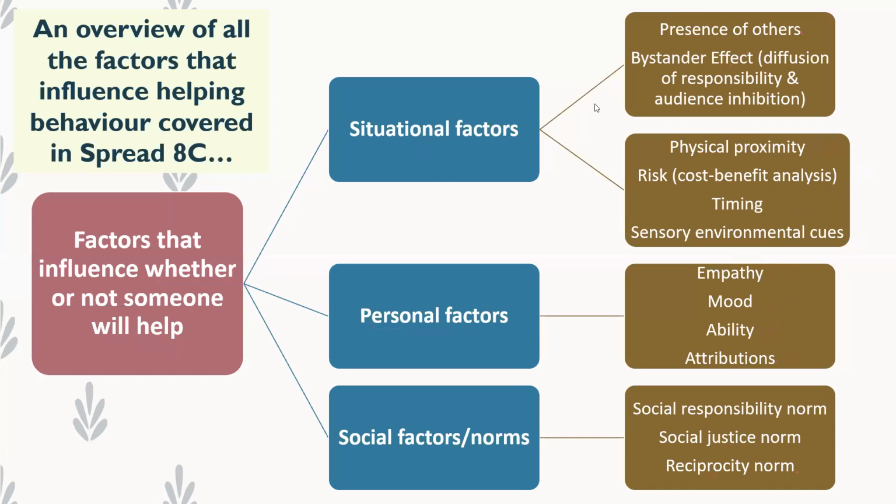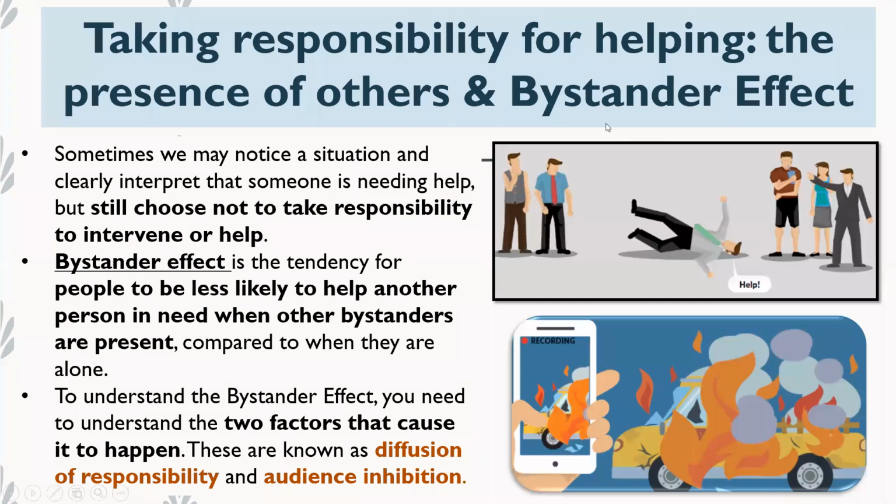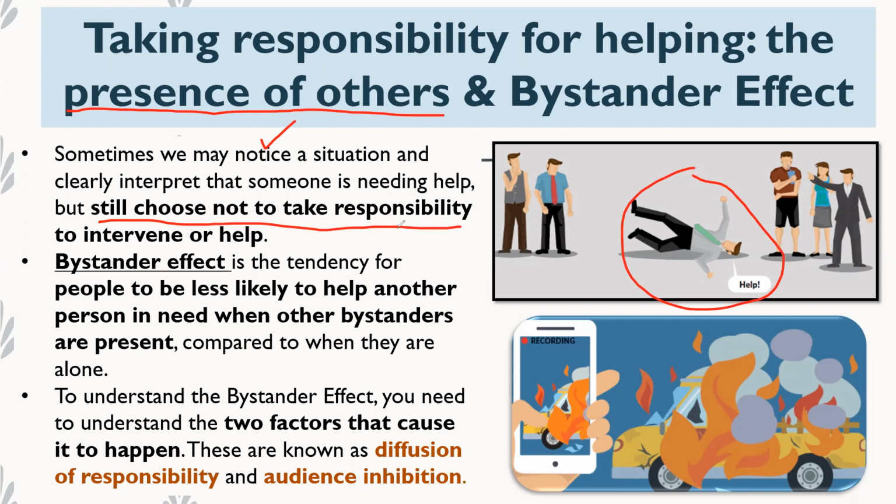Okay, so the first one we're looking at is situational factors. So we're looking at this idea of taking responsibility for helping, and this factor of the presence of others. Generally, the idea is that when you are surrounded by other people, you are less likely to help. Okay, sometimes you might notice the situation, you know for sure that this person is in need of help, they're screaming help, they look like they're in pain, they're suffering, but you still don't take that responsibility to intervene or to help them. Okay, intervene means to basically get into the middle of something and actually try to do something to help.